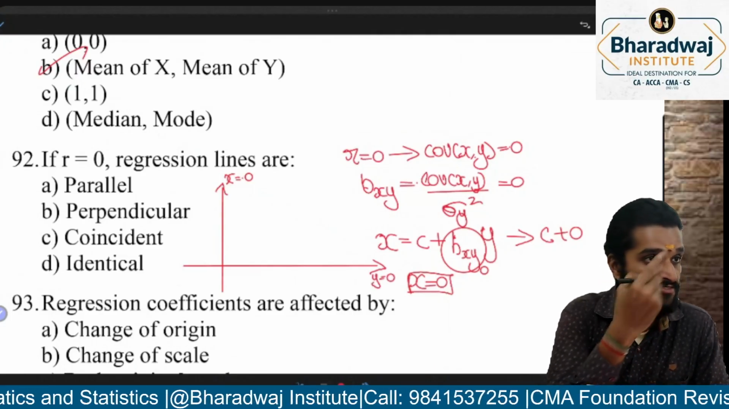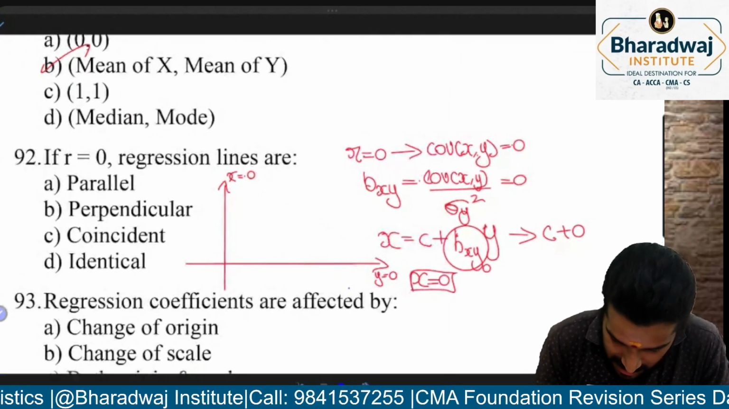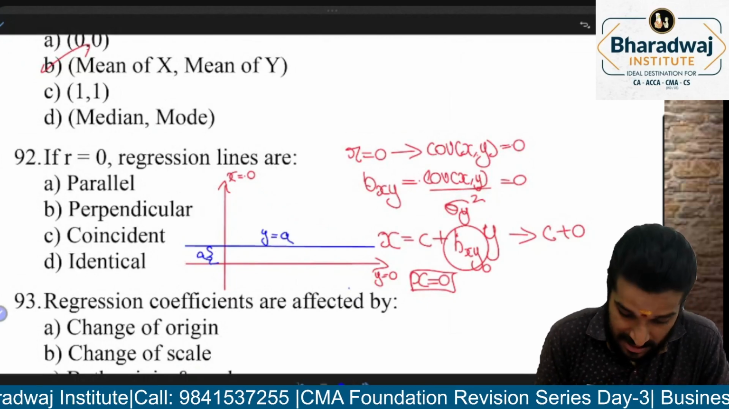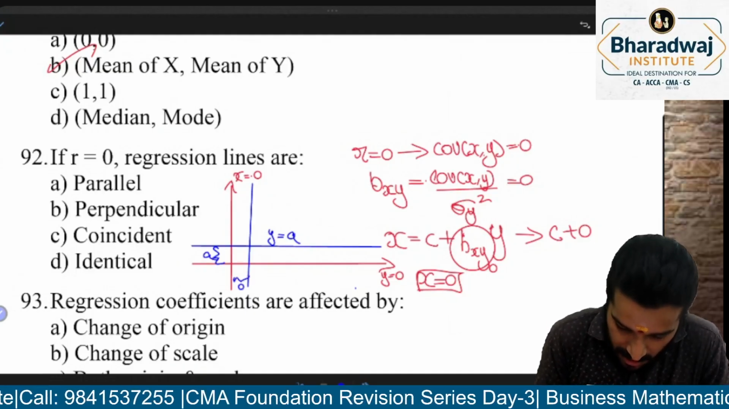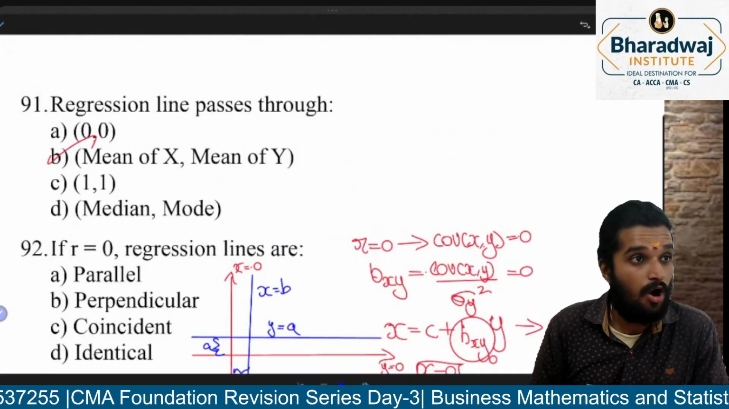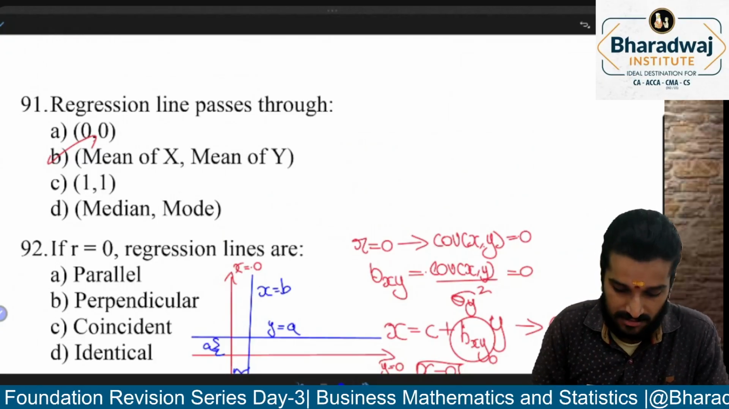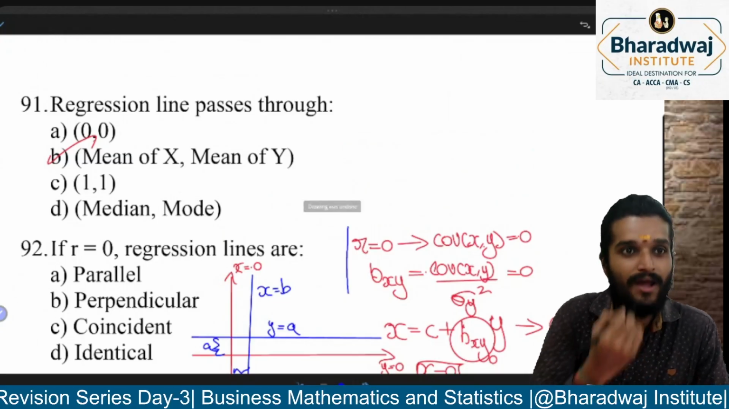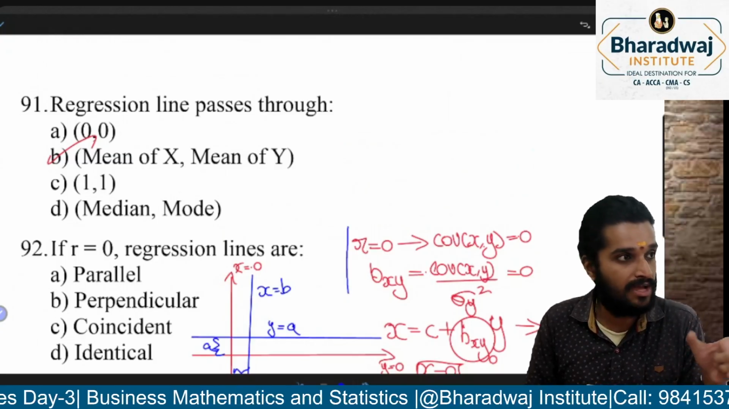Any line which is parallel to the x axis at a distance of a, we call it y equal to a. Similarly, any line parallel to the y axis at a distance of b, we call it x equal to b. Here x equal to 0, this is x equal to b. All the points in that line will have x coordinate as b. Similarly, all the points in this line will have y coordinate as a. That's how you can give a name to a line.